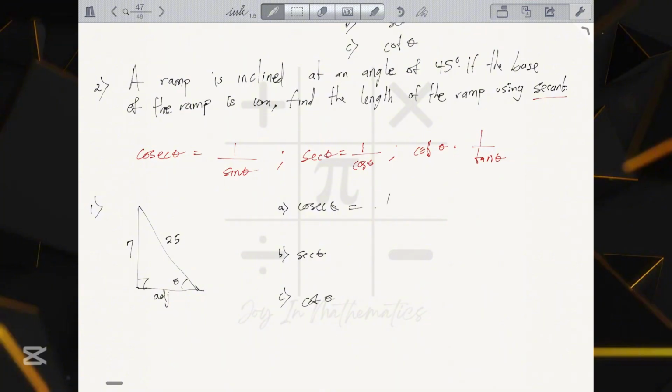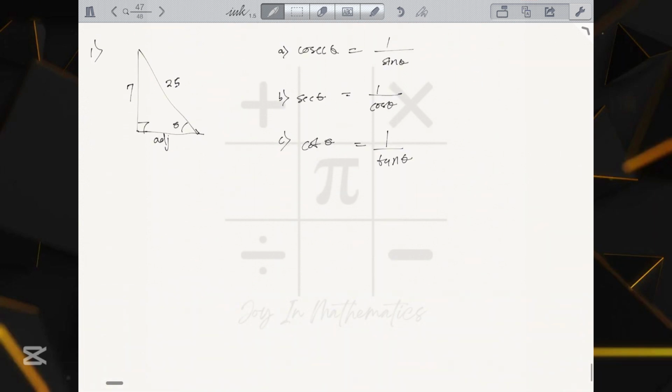Cosec theta is 1 over sine theta, sec theta is 1 over cos theta, and cot theta is 1 over tan theta. So to solve this, all we have to do is evaluate sine theta, cos theta, and tan theta. So let's pause and section this. We'll come back to it later. Now let's focus on this right angle triangle. To do that, we have to evaluate sine theta, cos theta, and tan theta.